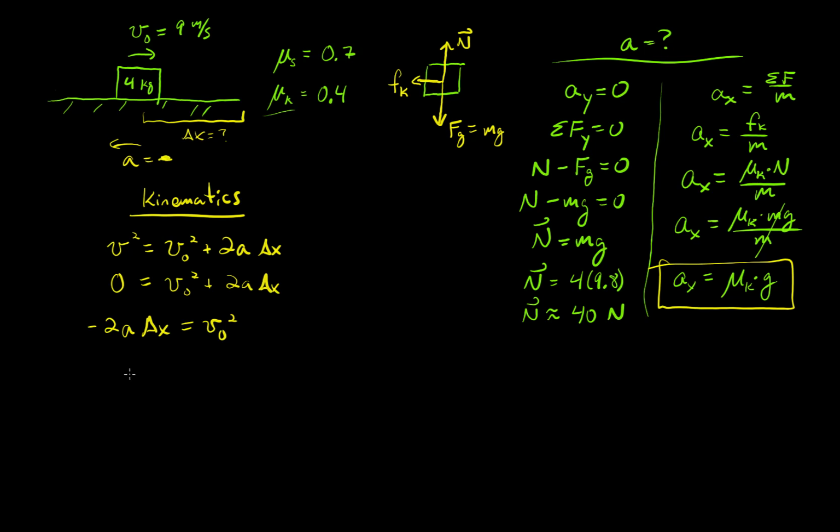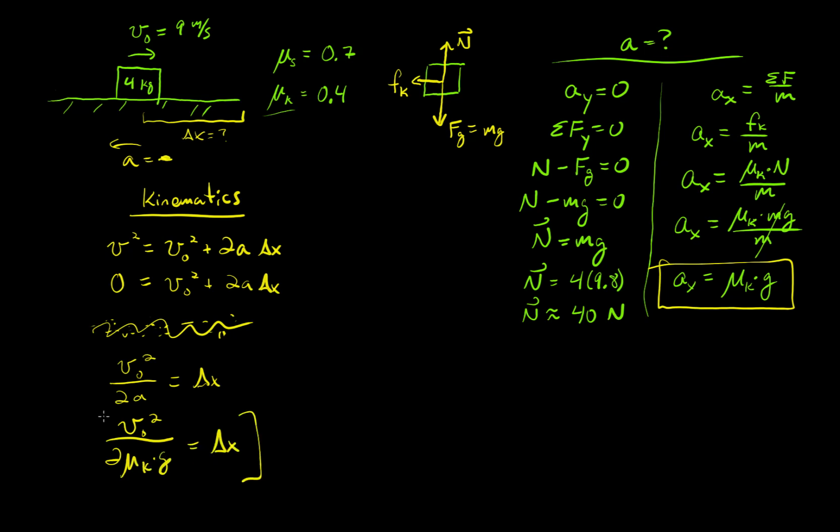So we get the, oh, I'm sorry, I was solving for the wrong thing. Just ignore all this. I'm solving for delta x, so we would move it over. It's going to be v naught squared divided by 2a. That's delta x. So now I'd substitute in the acceleration. So it's going to be v naught squared over 2 times the coefficient of kinetic friction times g. That would be my change in position. There you go.